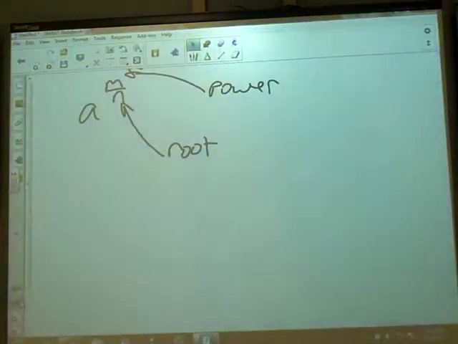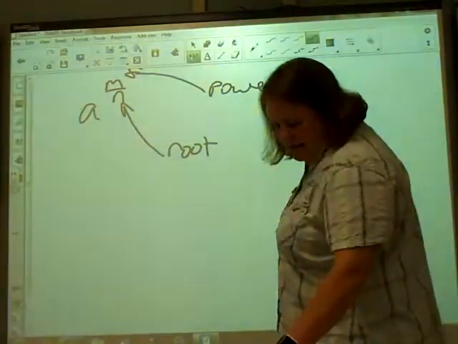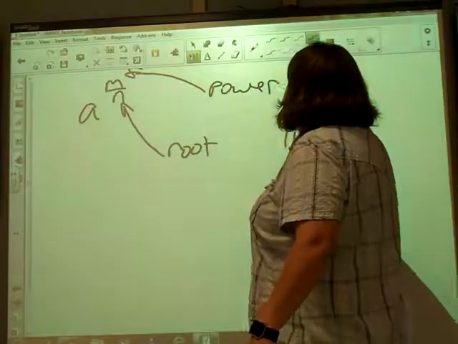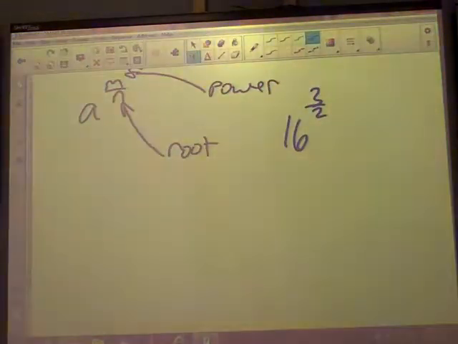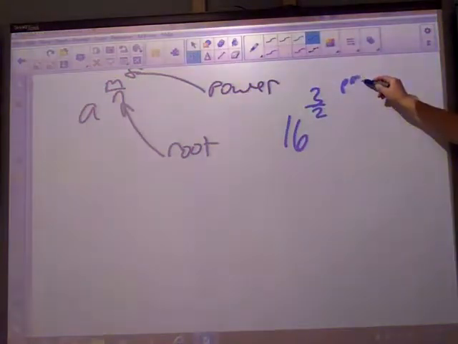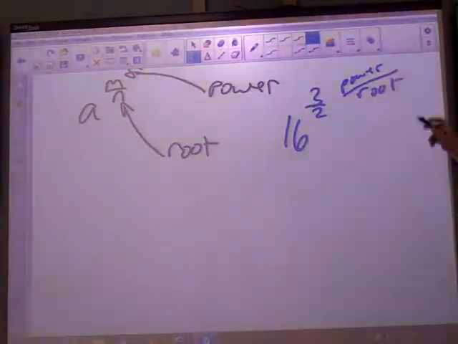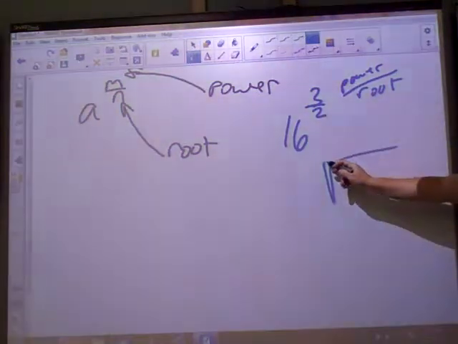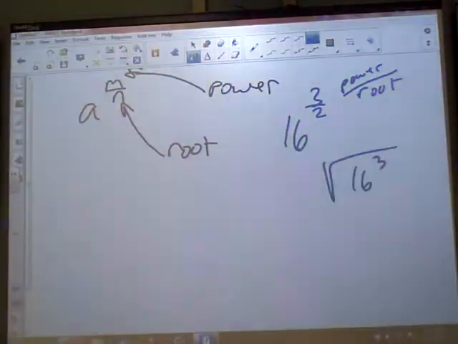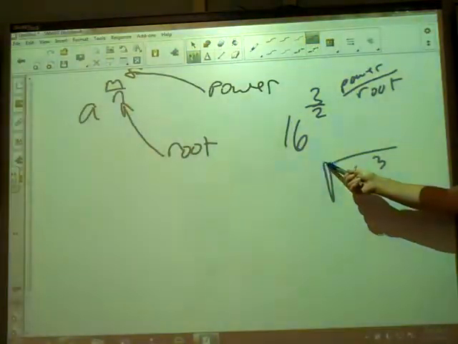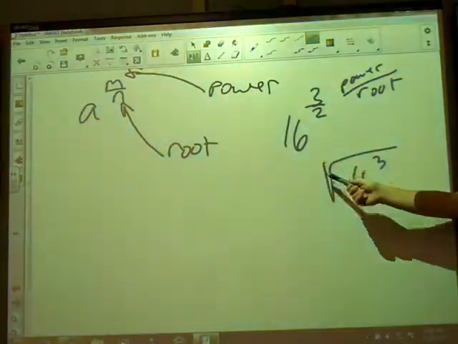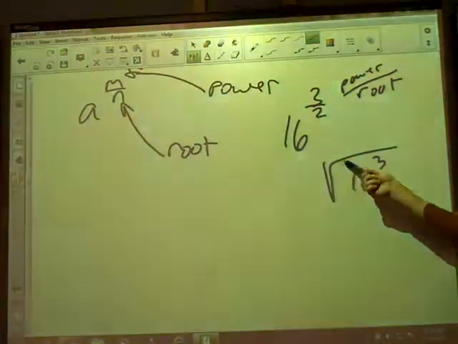So if I had a problem that said evaluate 16 to the 3/2 power. We know this is power over root. So I need the square root of 16 to the 3rd. That's another way of saying it. Power over root. You can put a 2 out here, but remember if there's not one written, that means square root. Which one do I need to do first, the square root or the power?